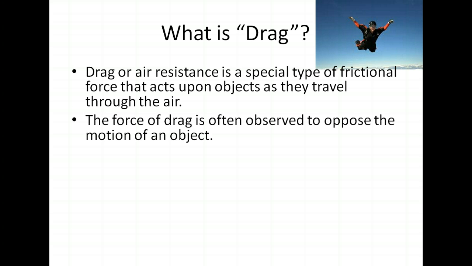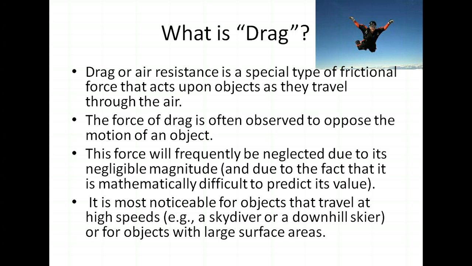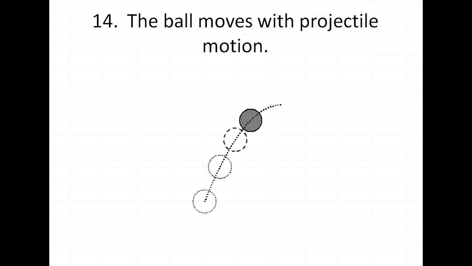We always see it acting opposite to the motion of the object. We usually ignore it because it's not that big and provides another variable for us to work with, but we do have to recognize that it is there. We see it mostly with objects with a lot of surface area, like skydivers, downhill skiers, or even if you drop a paper that's a flat sheet, you'll notice that there's drag on it.